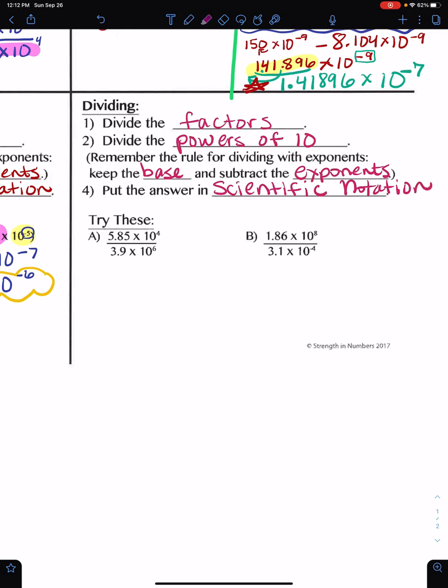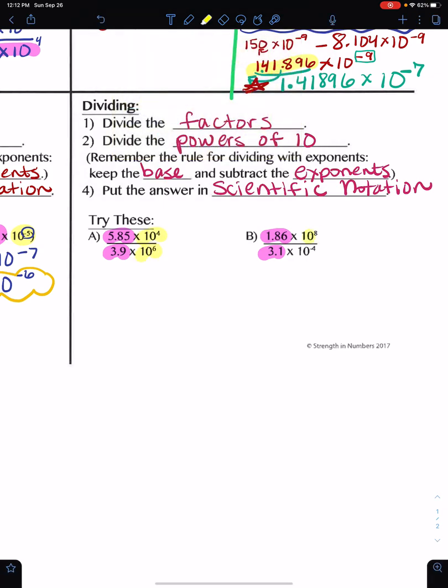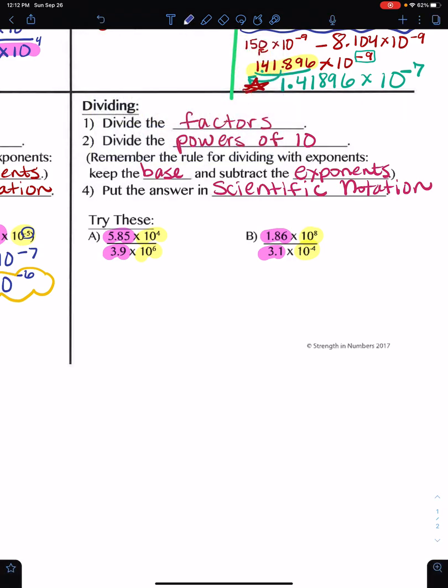All right, so I'm going to put this one in pink. I'm going to divide the factors, and then I'm going to divide the powers of 10. Highlight those in yellow so I can write on it. All right, in my calculator, I'm going to do 5.85 divided by 3.9. Then I get 1.5.